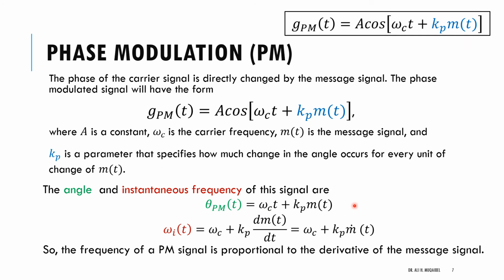The angle is proportional, the phase is proportional to the message, we call it phase modulated. However, the frequency here is proportional to the derivative of the message. And this is why we don't call it frequency modulated, because the frequency is not directly proportional to the message, but rather to the derivative of the message. Okay, so in this slide, I would like you to remember this formula, which is the basic definition of a phase modulated signal.